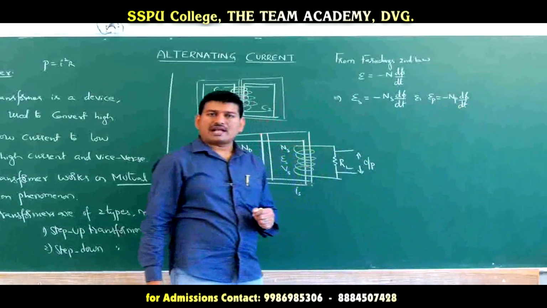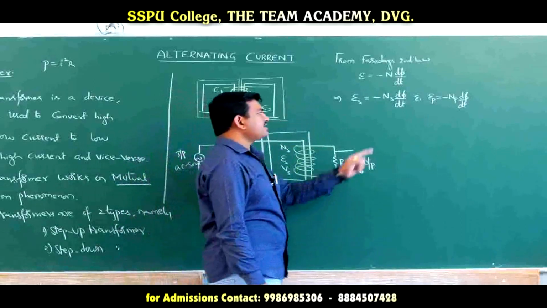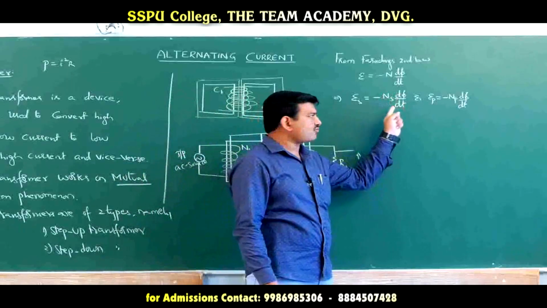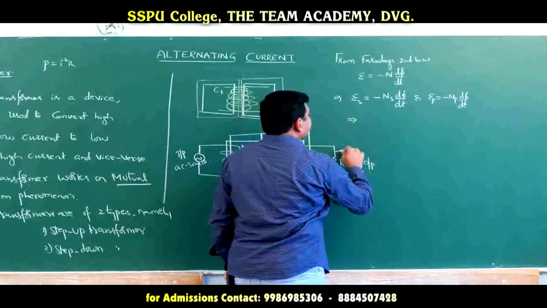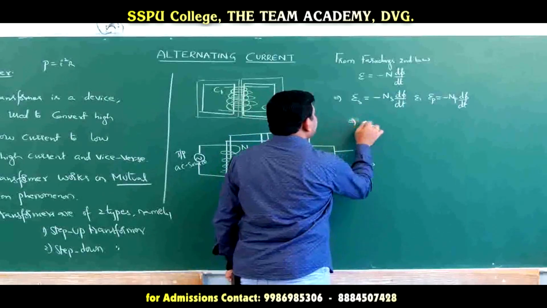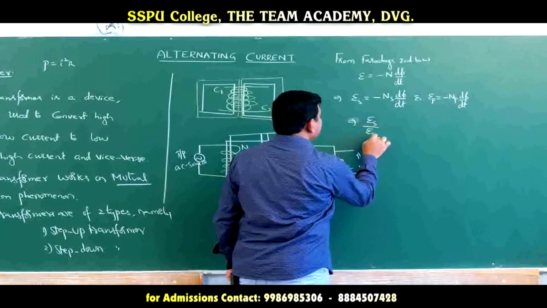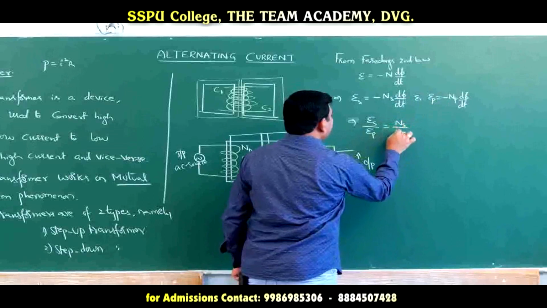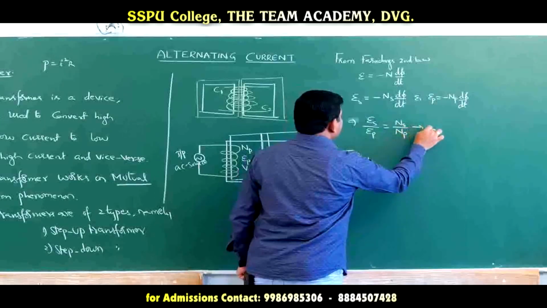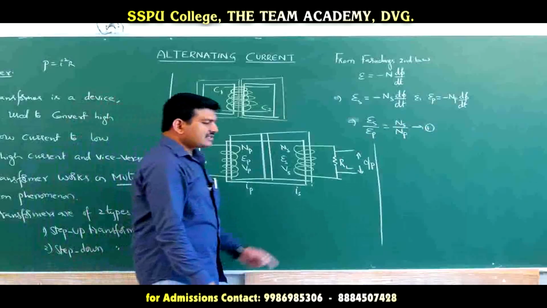So for the transformer being ideal, the flux linked with the first coil is also linked with the second coil. So from this, what can I say? This implies Es by Ep is equal to this divided by this. This implies Ns divided by Np. Take it as equation 1. Is it clear or not?